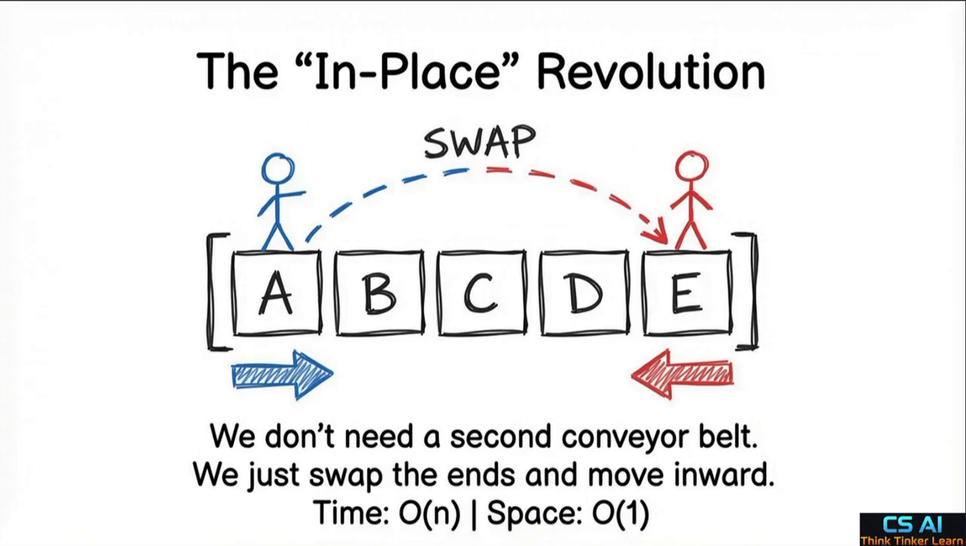Look at the efficiency gains. The time is still O of n because we touch each element roughly once, but our space complexity is now O of 1. We have eliminated the need for that costly extra memory.